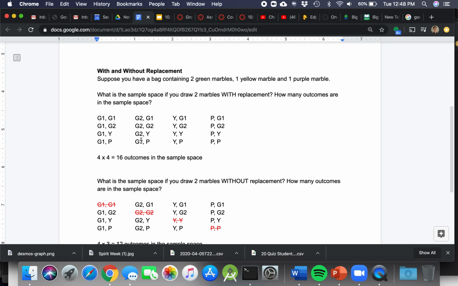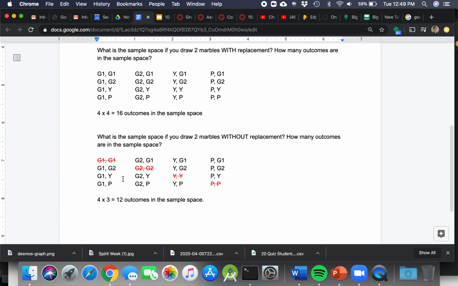Next I list all the outcomes where the first draw is green 2. Here I list all the outcomes where the first draw is the yellow marble, and here I list all the possibilities where the first draw is the purple marble. You might be noticing that in order to find the total number of outcomes, we end up just multiplying the number of marbles by itself. 4 times 4, 16 outcomes. And that matches up if you count out all these outcomes.